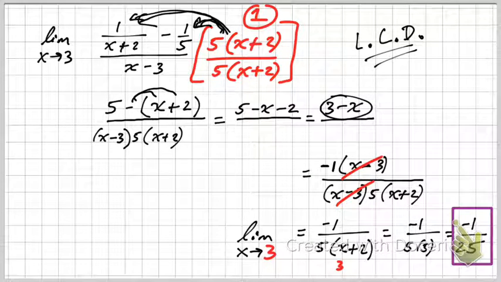3 minus x is almost the same as x minus 3, so you factor a negative 1 out. Turning 3 minus x into x minus 3 allows them to cancel. Then I can plug a 3 in, I get negative 1 over 5 times 5, or negative 1 over 25. Questions on any of this?